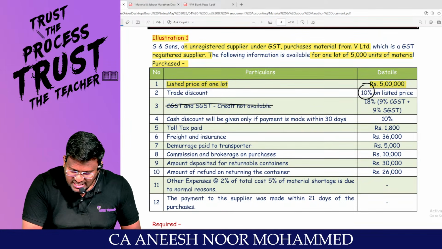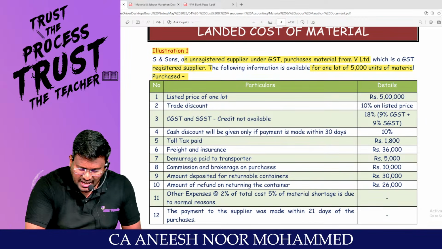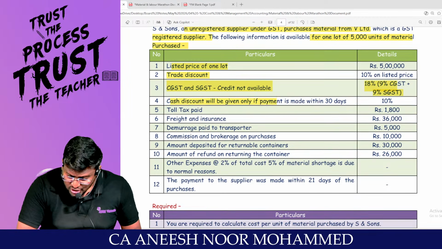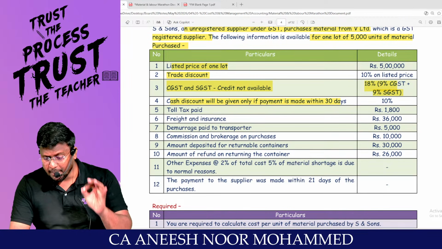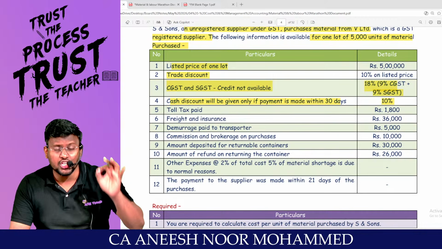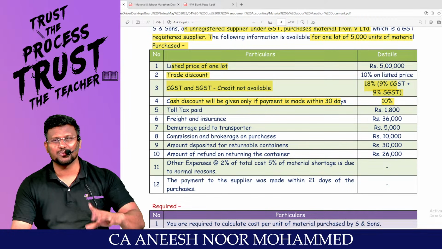Super. So CGST and SGST credit not available. Credit not available means ITC cannot be taken. So even that will form part of the cost. Cash discount will be given only if payment is made within 30 days. That is after purchase. It's a financial management item, not a costing item. It is debtors management, my dear lovable students.